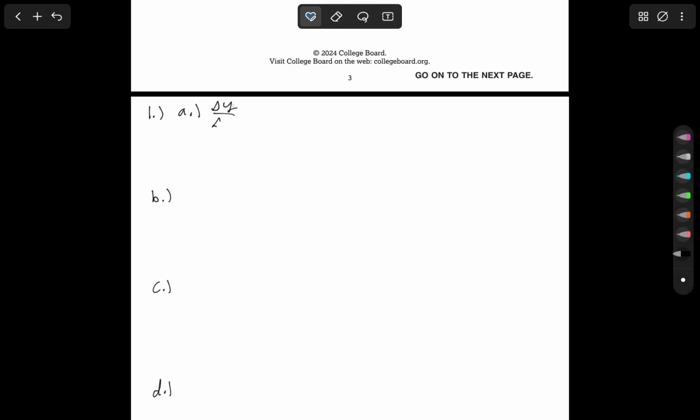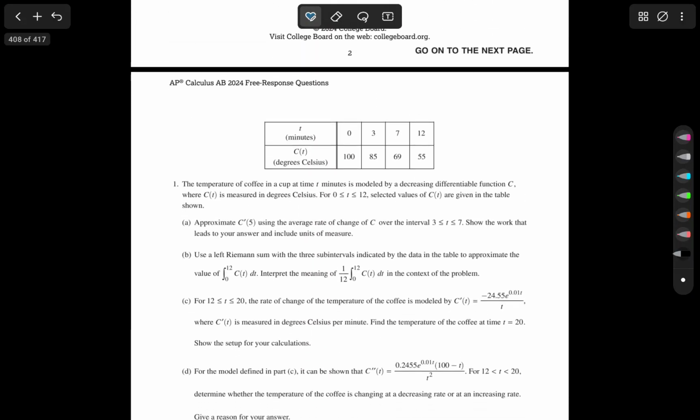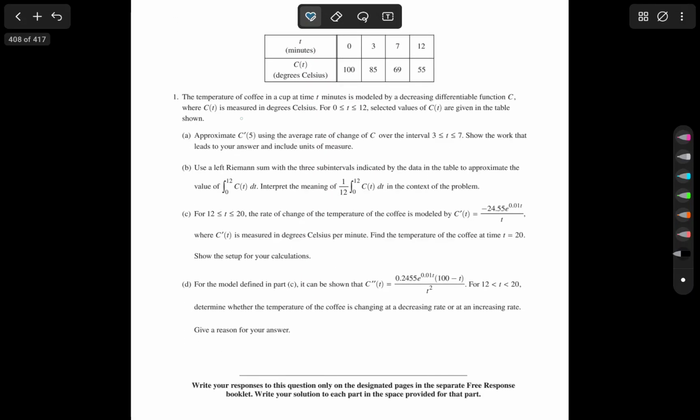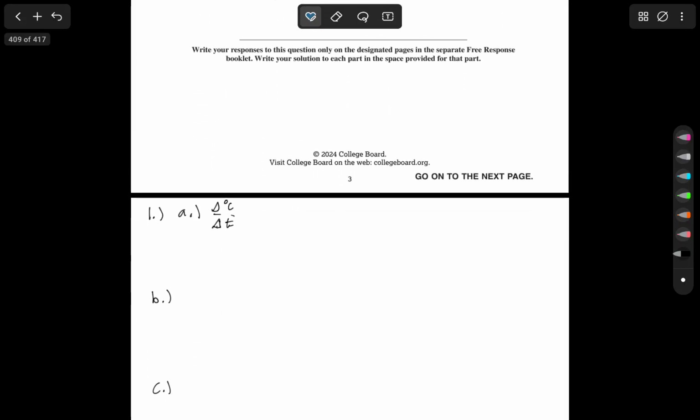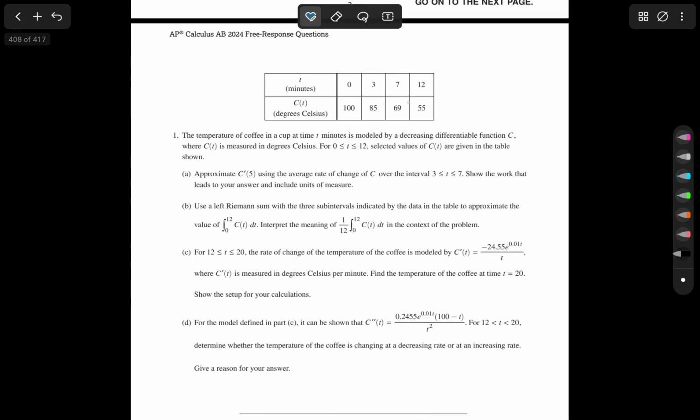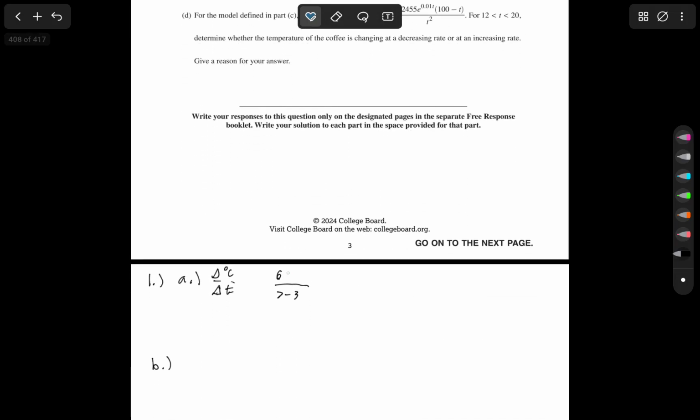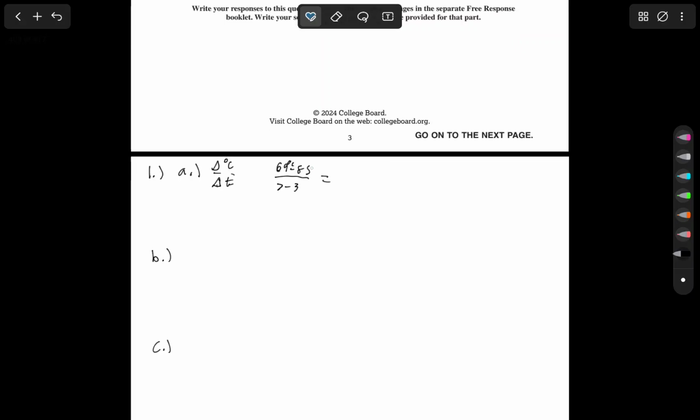So this is really just a change in y over change in x problem. However, in this case, it's not change in y, it's change in degrees Celsius over change in time, in minutes. We want to know the average value for c prime of 5, so we're going to approximate that using 7 and 3. We know for times, 7 minus 3. On the top, for a value of 7, that's 69, and our value for 3 is 85. So we get 69 minus 85. Now these are all in degrees Celsius, and these are all in minutes.